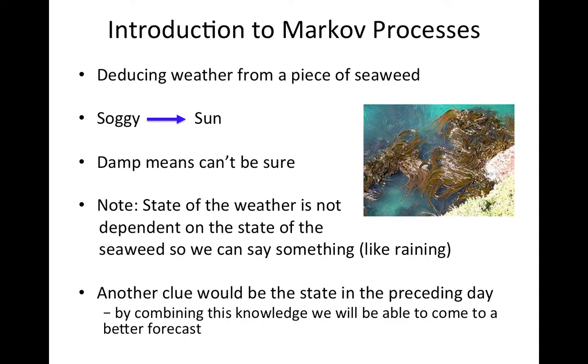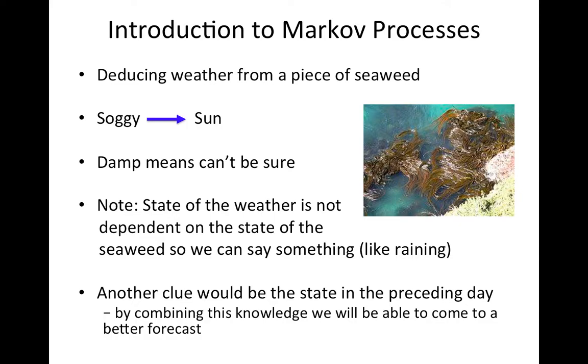Okay, so as an example, deducing the weather from a piece of seaweed. Weather is a classic example of a Markov process. Today's weather could be influenced by yesterday's weather and probably a couple of days back, but it doesn't go back really long. So it's kind of a memory-less system, and that's a classic hallmark of a Markov model.